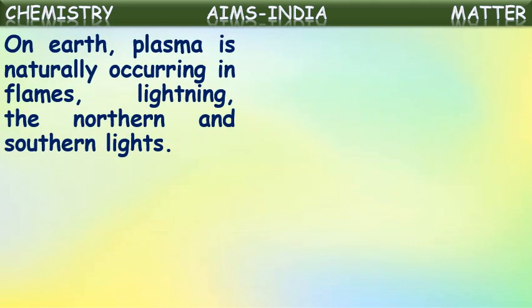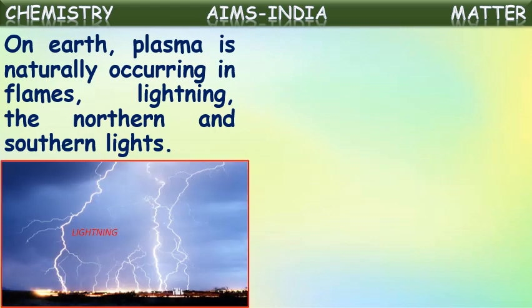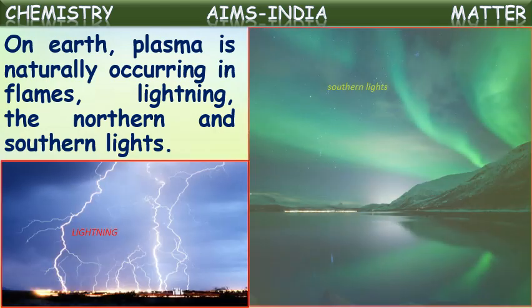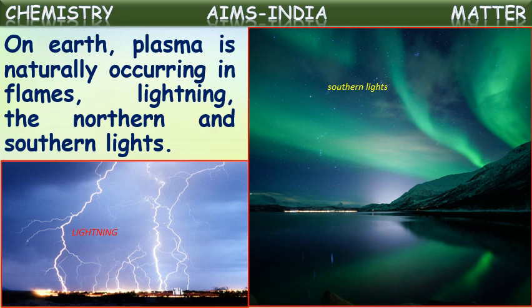Okay, see, on earth plasma is naturally occurring in flames, when you are heating, and in lightning and northern and southern lights. In these regions we can observe the plasma state. When it is lightning, here also a very high temperature will be there. So one example is the sun and stars, and also on the earth, we can observe the plasma state in these places.